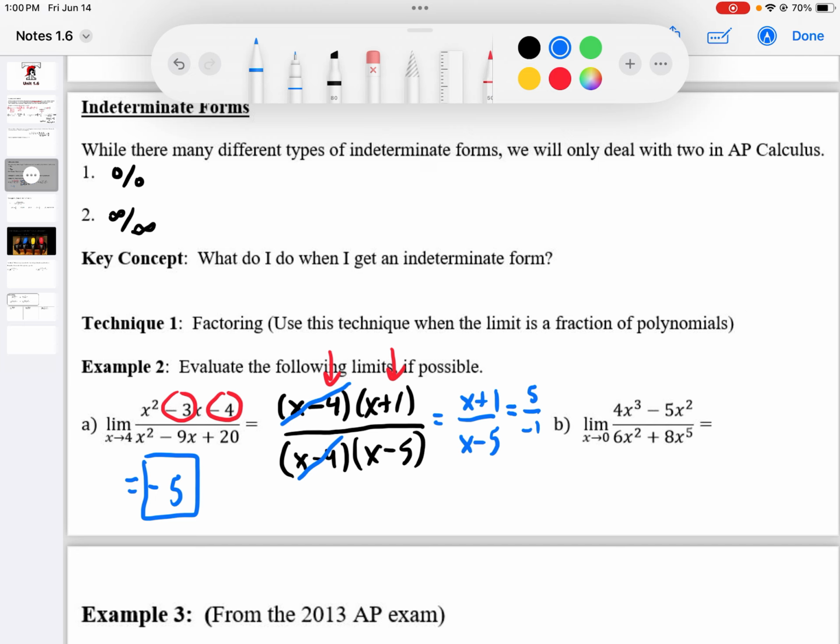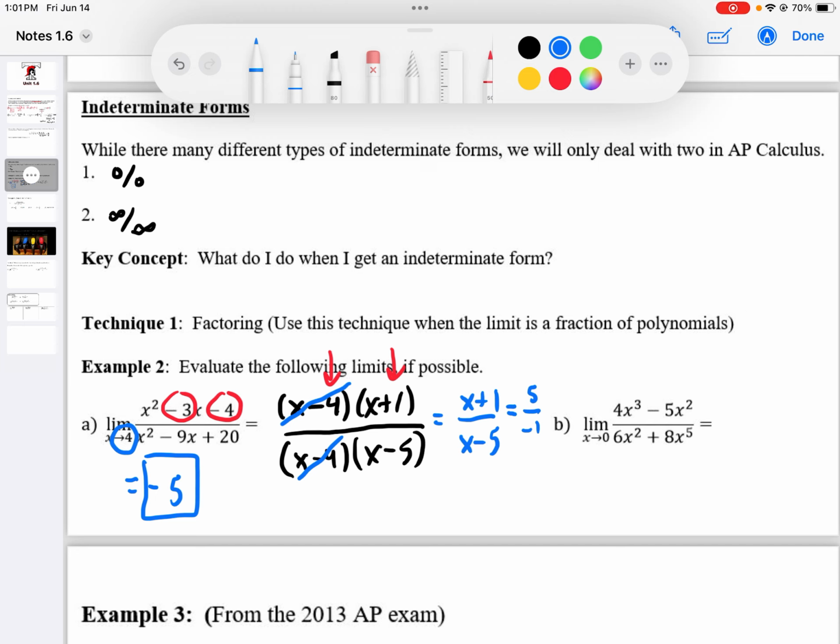So when you get those indeterminate forms, factor the problem, cancel out the restriction, cancel out the factors, and then plug in your x value that you're approaching. All right, so maybe pause the video and try B on your own and then come back to it. But we're going to go ahead and do it now.